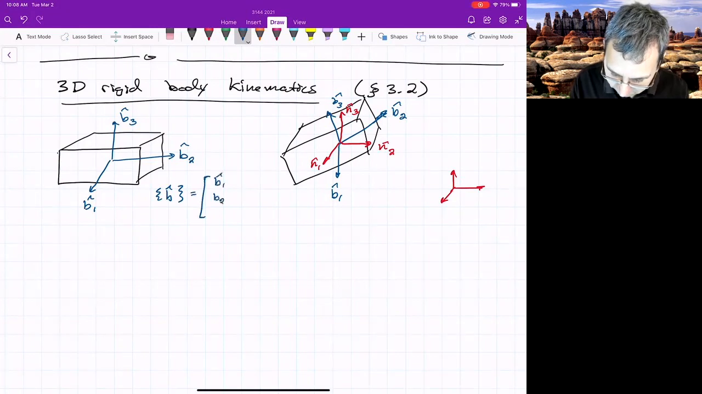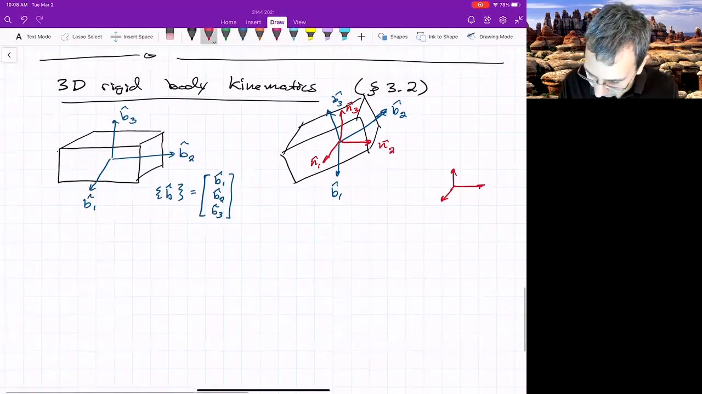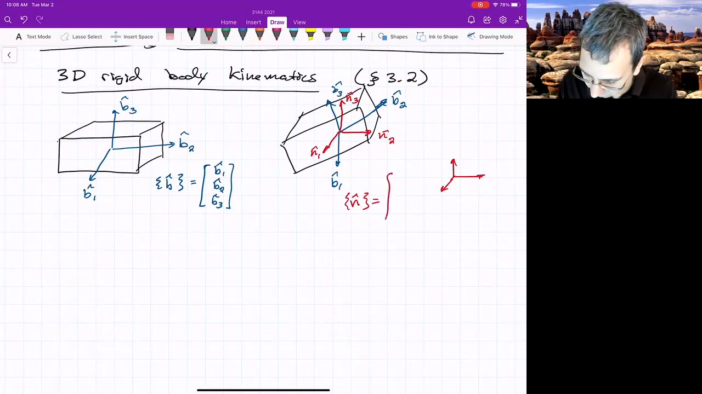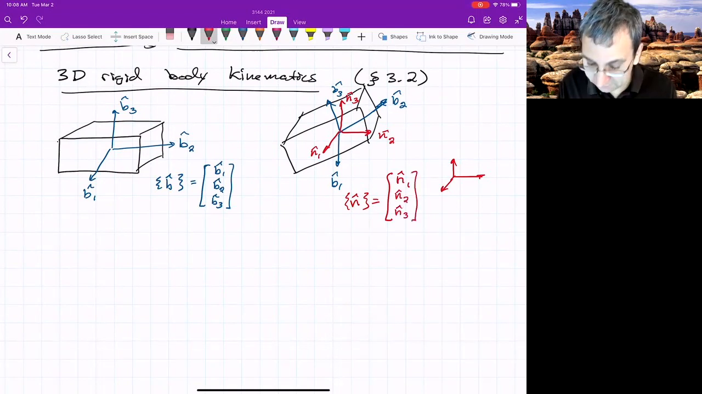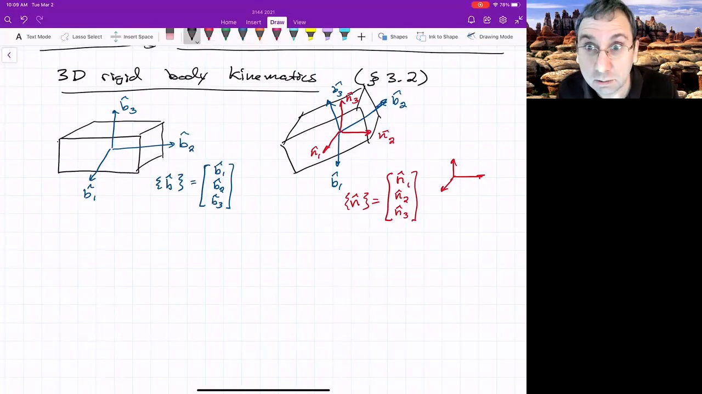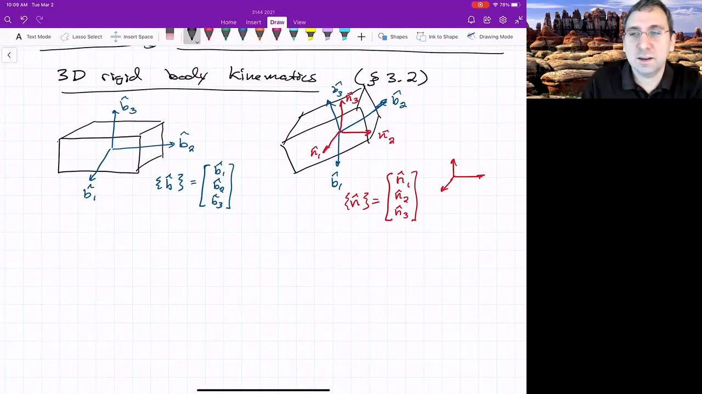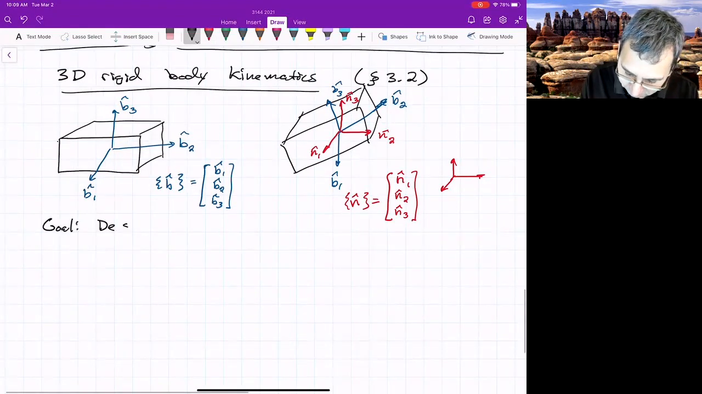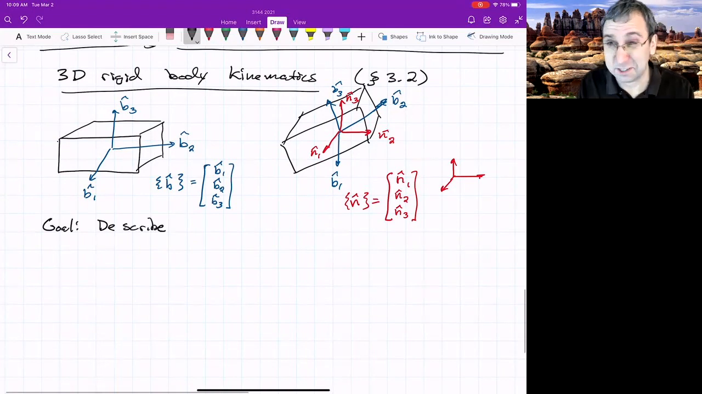B1, B2, and B3. And we want to know how those directions are related to the N directions, where little N hat squiggles is short for a column vector, but where each entry is a unit vector. So it's not technically a vector. We want to describe, like before, the attitude or the orientation of the B1, B2, and B3 with respect to N1, N2, and N3. And you could probably see where this is going to go. It's going to be a C matrix at some point.